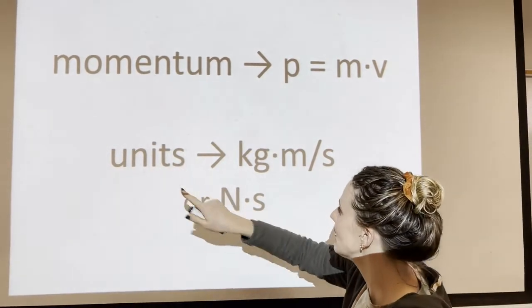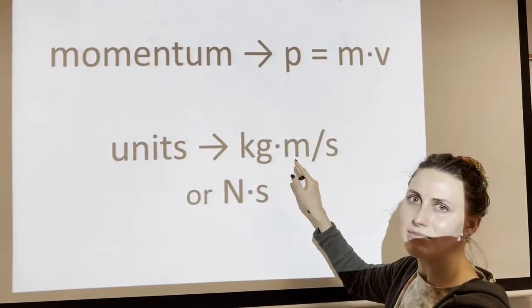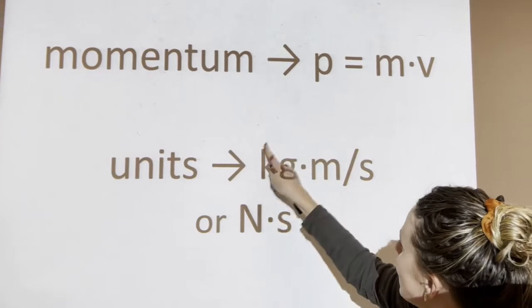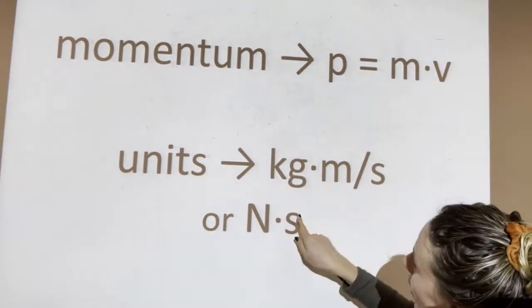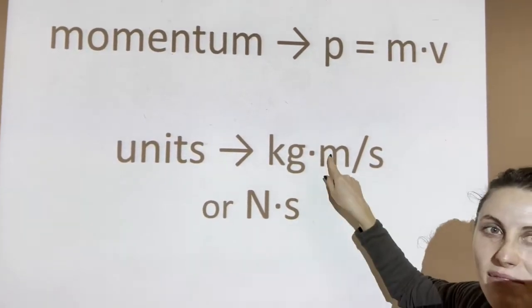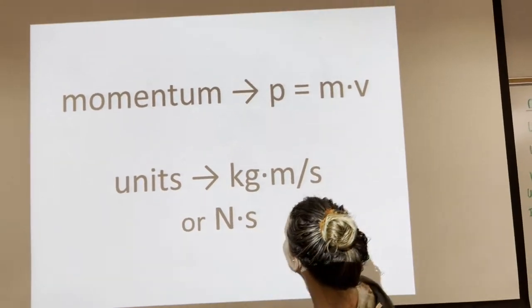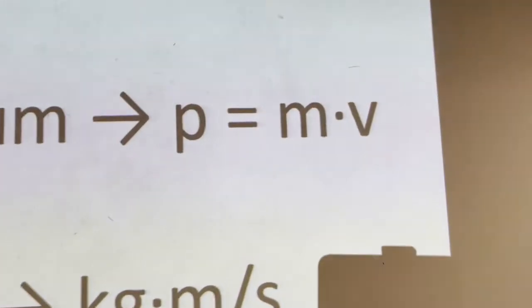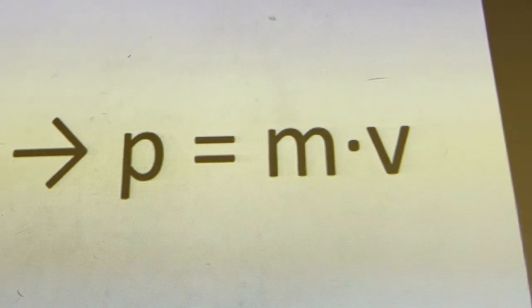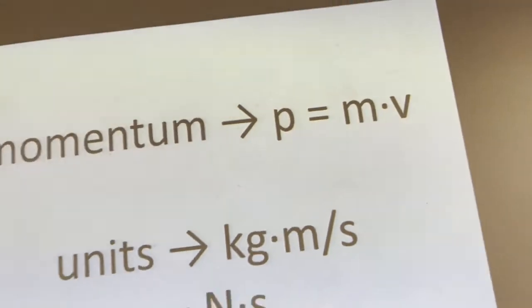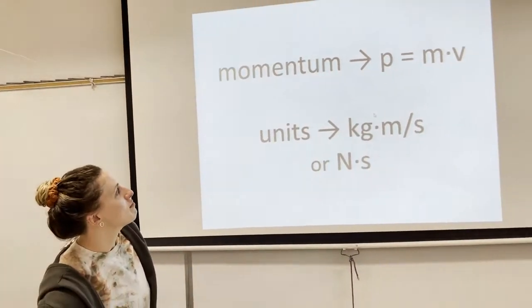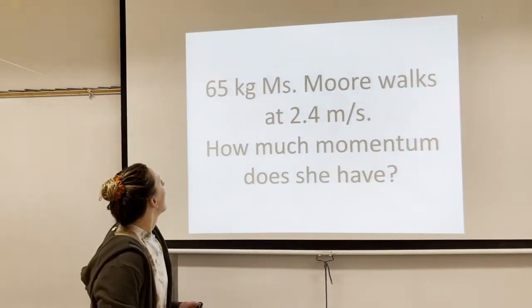Here are our units, and you know what? This is actually really important. We're going to be coming back to these units later. Kilogram meters per second or a Newton second. These are the same thing. Look how simple that equation is. Just how much mass you got times how fast it's going. That's all momentum is. It's simple.